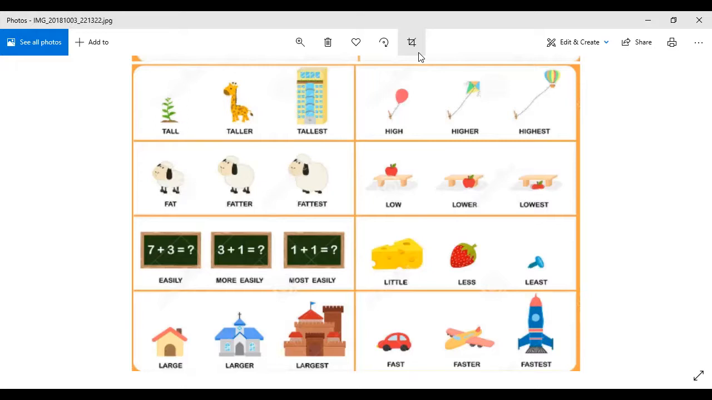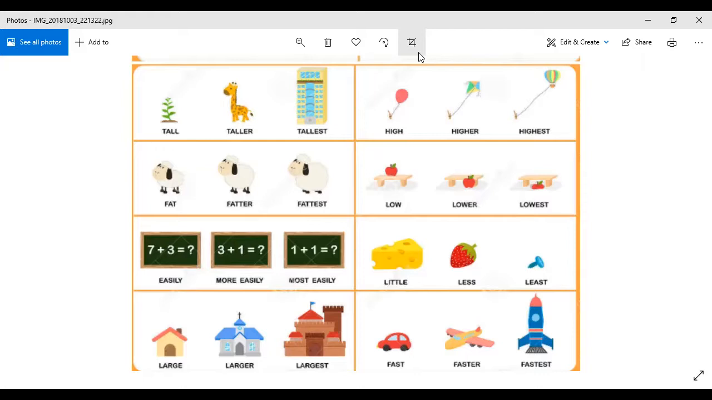So that was a hint that we discussed. Okay. Now the first word is tall, and the three forms of tall are taller and tallest. Then we have high. Again, the same procedure. By adding er, it will turn into higher, and then by adding est, it will turn into highest. Then we have fat. So fatter and fattest, right?